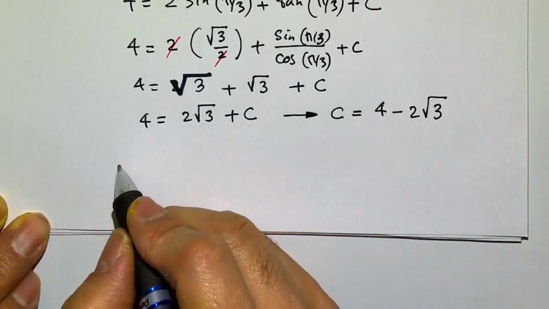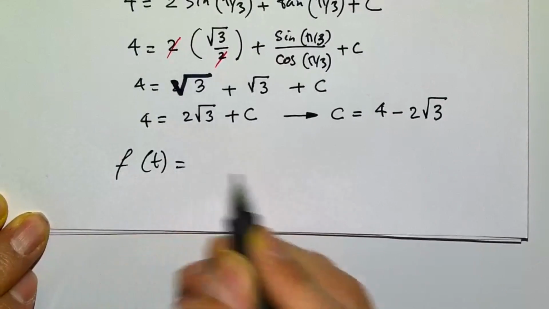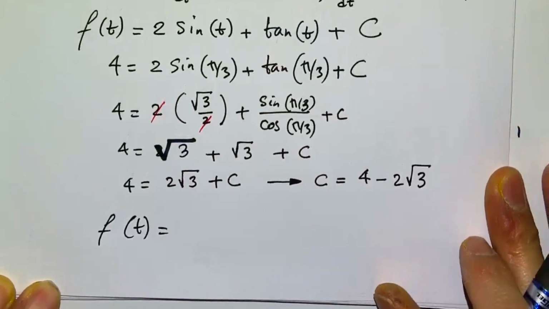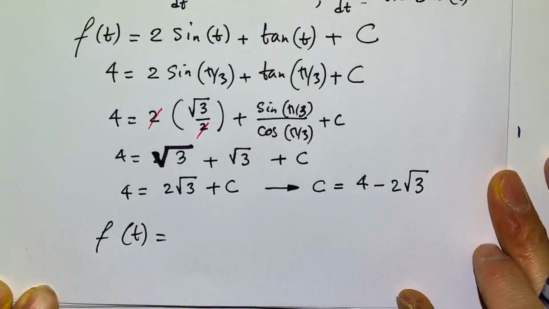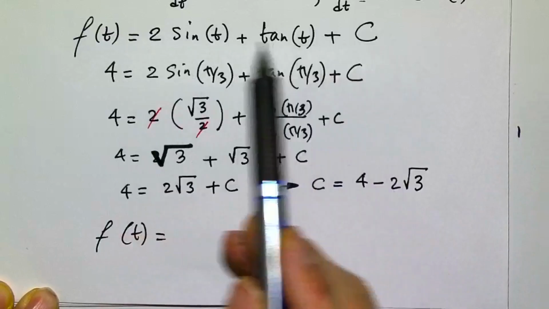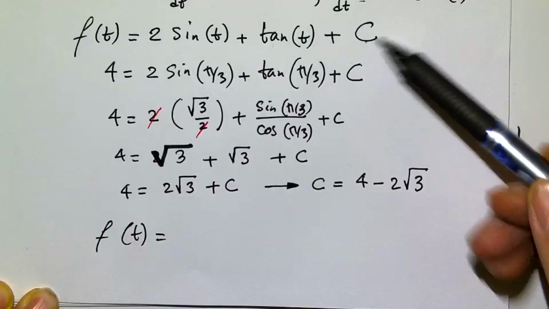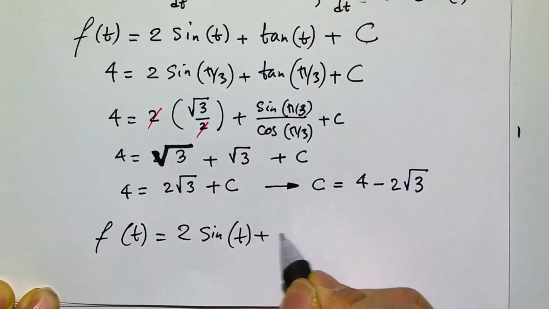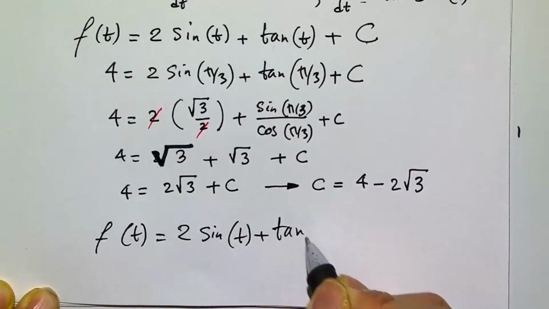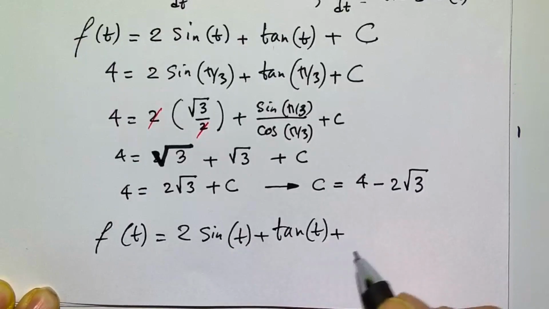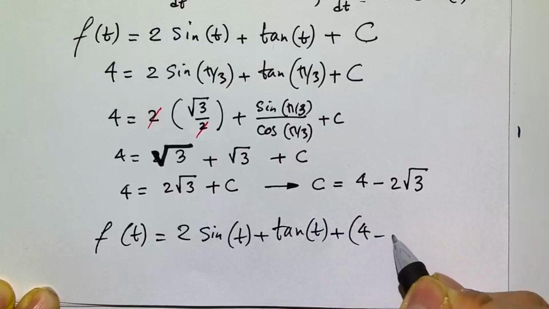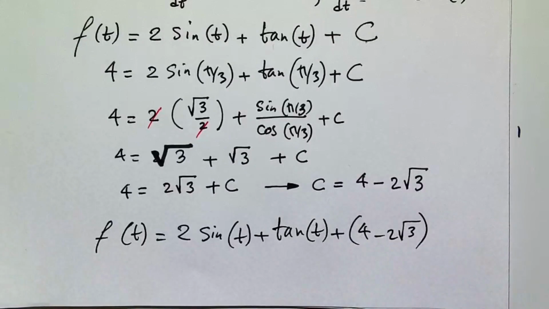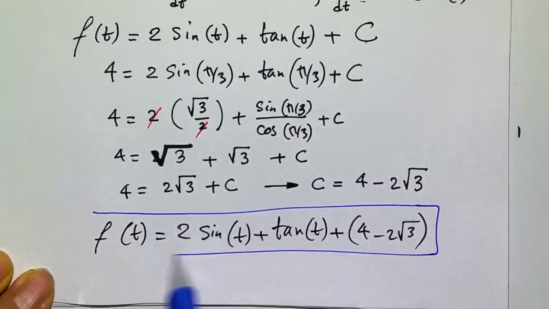Okay, so we have then f of t is equal to, well, let me bring it to the screen so you can see it now. So it's all of this plus, now we know what that c is, right? So 2 sine of t plus tangent of t plus that whole constant, 4 minus 2 square root of 3, all right? Like that.